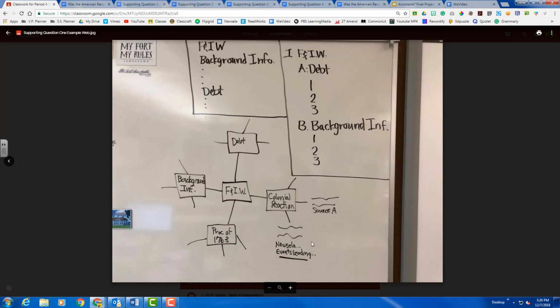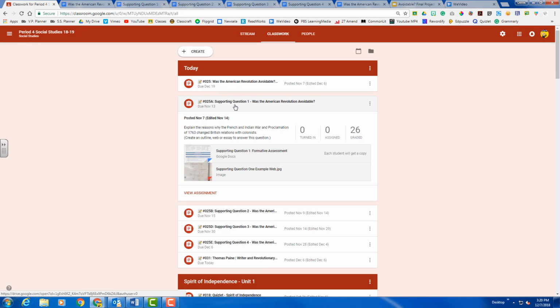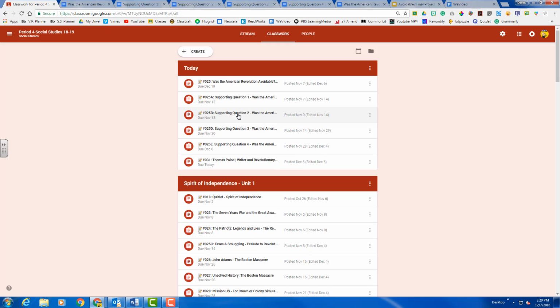Like source A here, I used New Zealand in this one. So again, this is on the website. You can find this information to be able to fill out the graphic organizer for this. Then we went on to supporting question 2 right here.